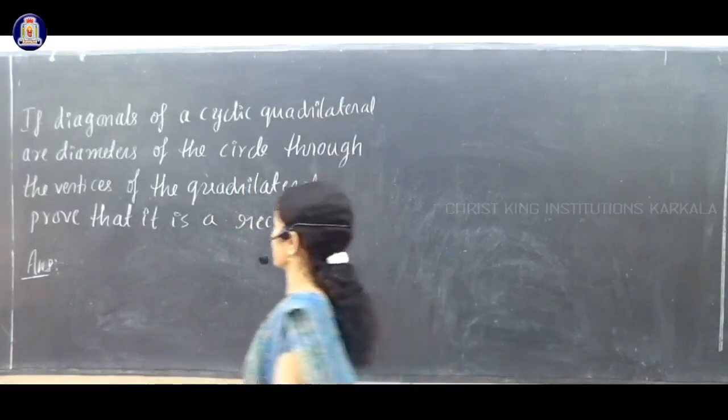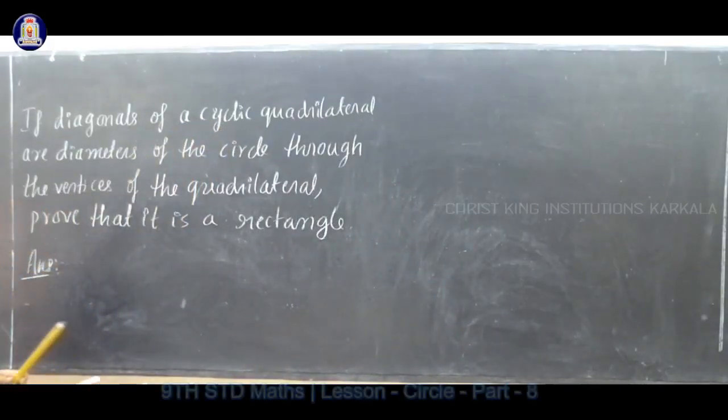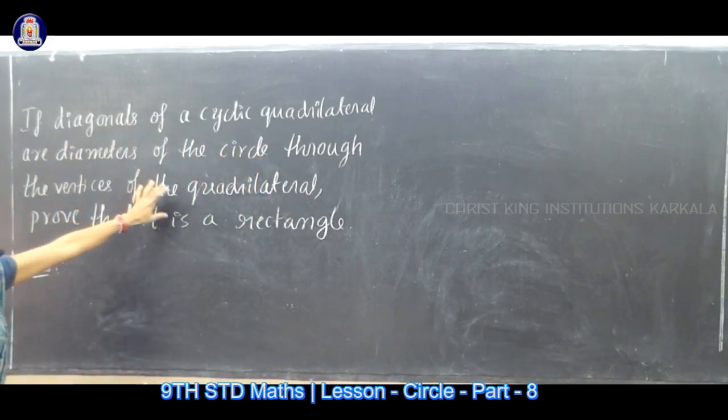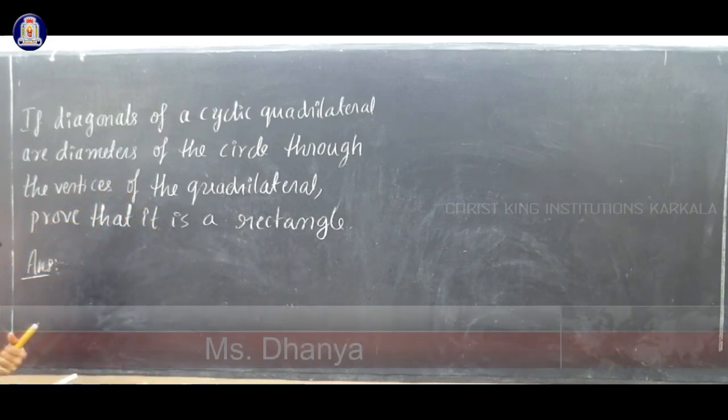This one. If the diagonals of a cyclic quadrilateral are diameters of the circle, prove that the quadrilateral is a rectangle. The figure is not given to you. You have to draw one figure.